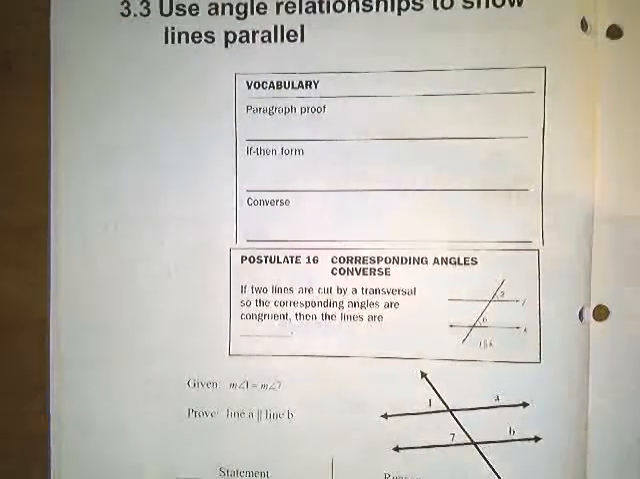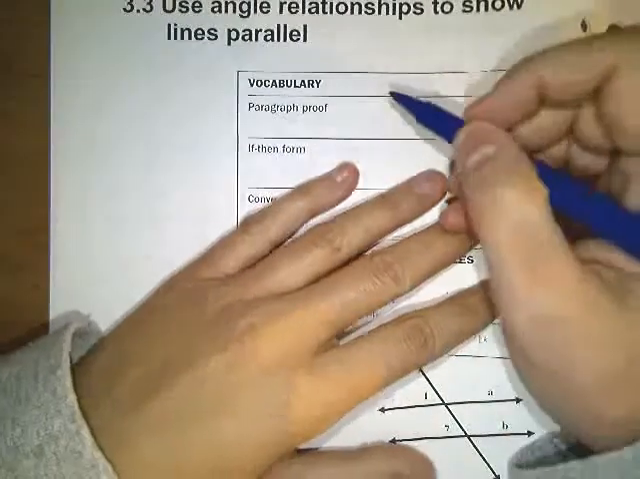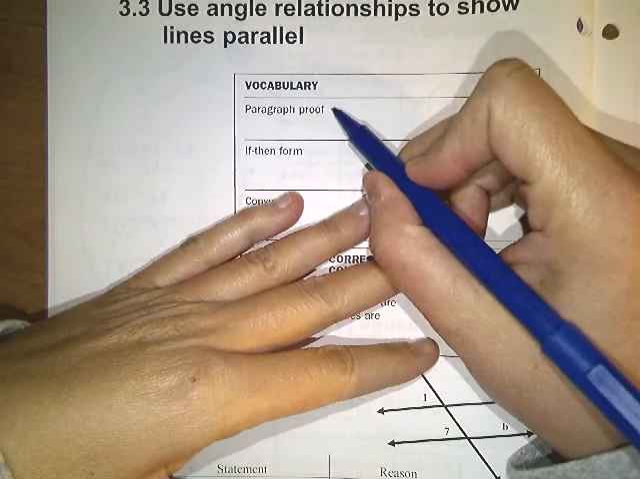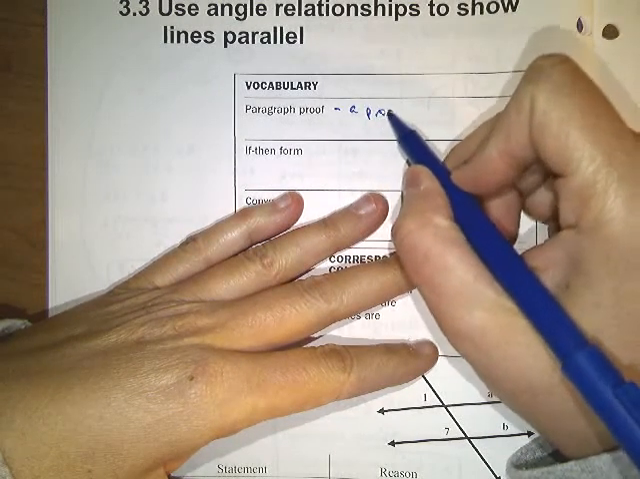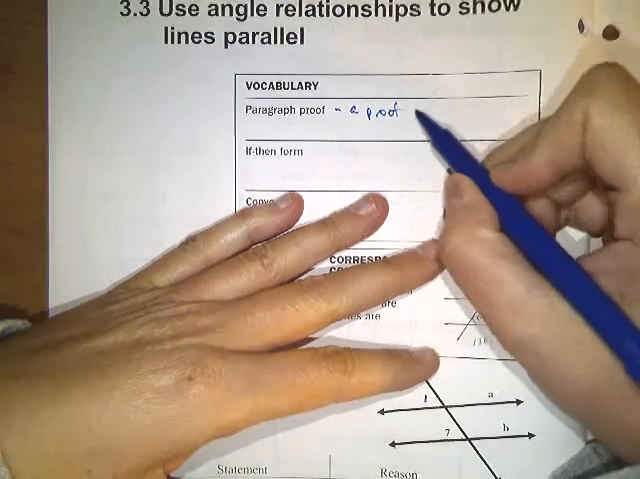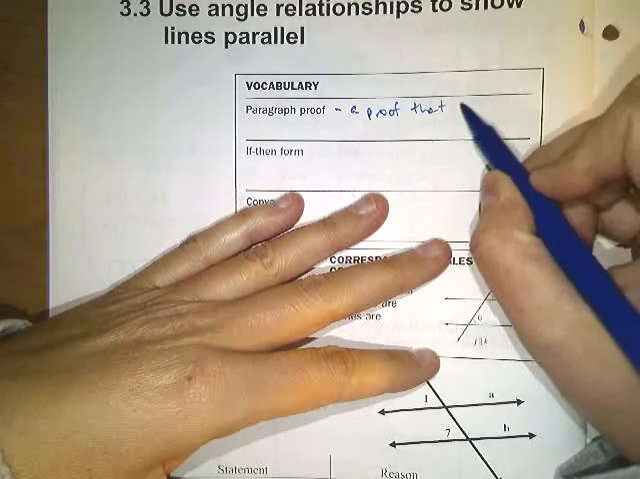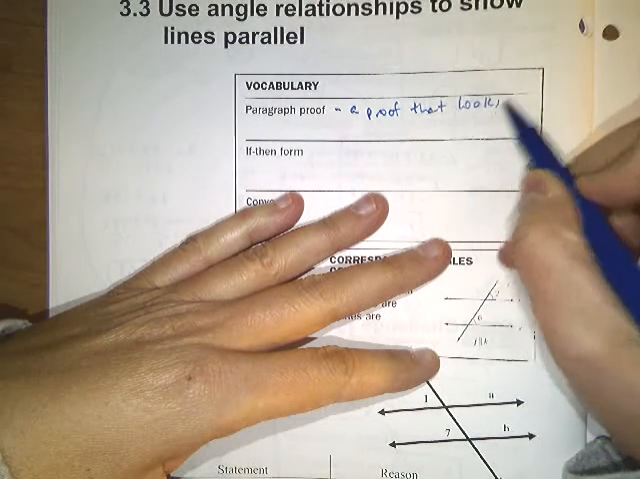Now, a paragraph proof is still a logical sequence of statements that is demonstrating something to be true based on some given information. However, the paragraph proof is a proof that looks like a paragraph.